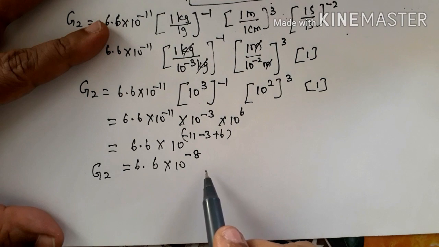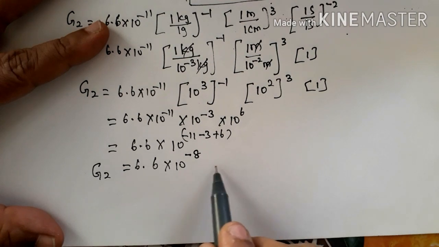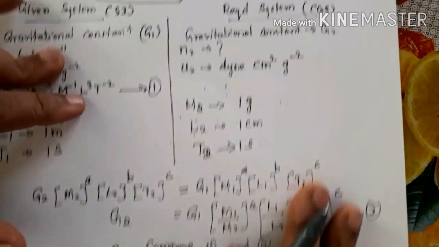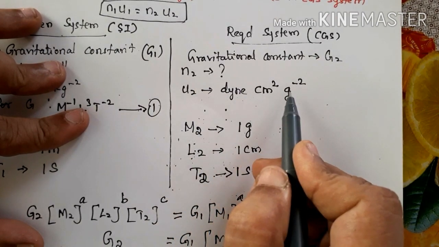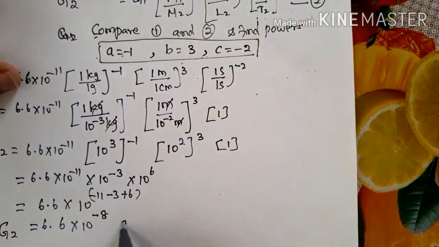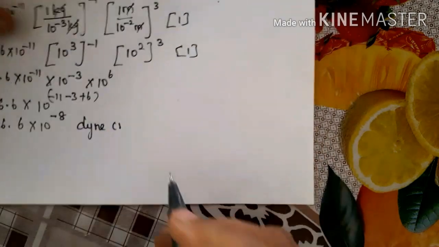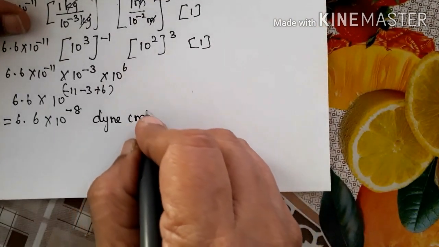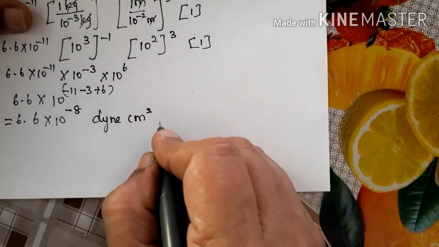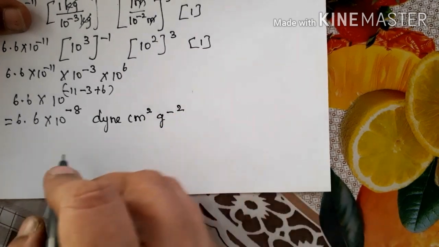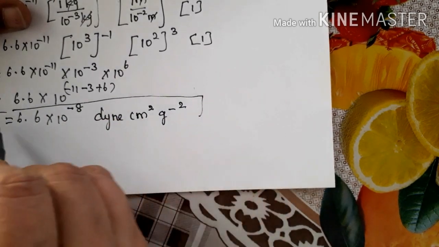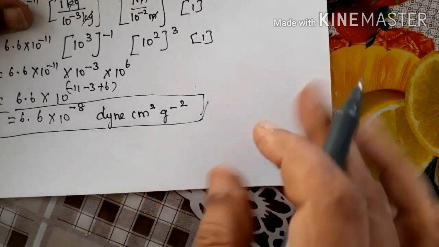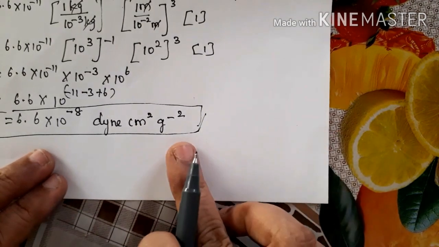You have to write it in the CGS system now, children. So what is the unit in the CGS system? You have noted the unit is dyne centimeter square gram power minus 2. The same thing I will write here, children: dyne centimeter square gram power minus 2. Okay, so this is the method to convert the CGS system into the SI system and into CGS.